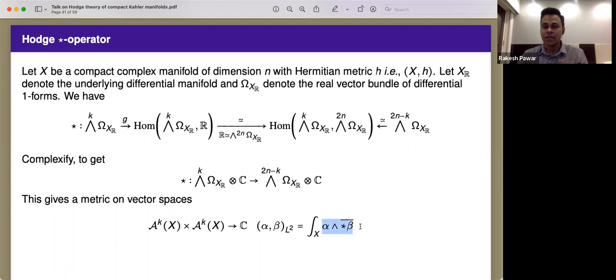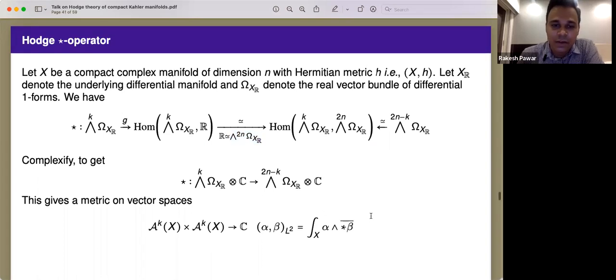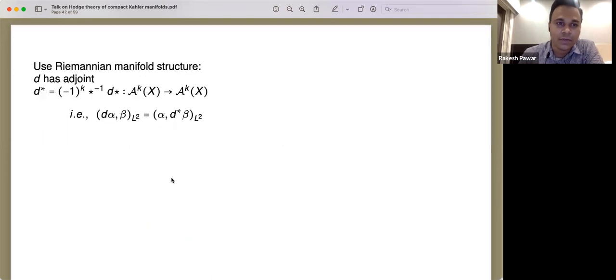So this will give a top element in lambda 2n of X, and take the corresponding real number, or rather complex number, because we are on a complex manifold. Okay. So from the star operator, I'm getting some sort of metric on these vector spaces. Okay, so let's put all this together. Whatever we have defined so far, let's put it together and see what we get.